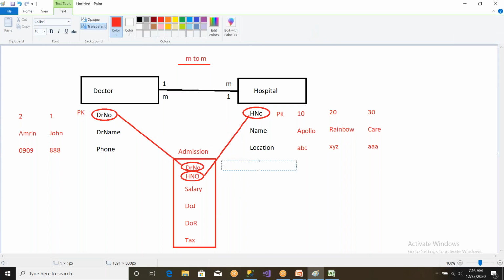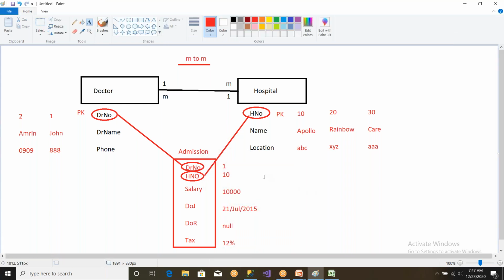Doctor number is 1, John. Hospital number is 10, salary is $10,000. Date of joining 21st July, let us say 2015. Date of relieving, still working, and the tax he has to pay is 16% or 12% of the income. Clear? Whatever you wanted to pay.